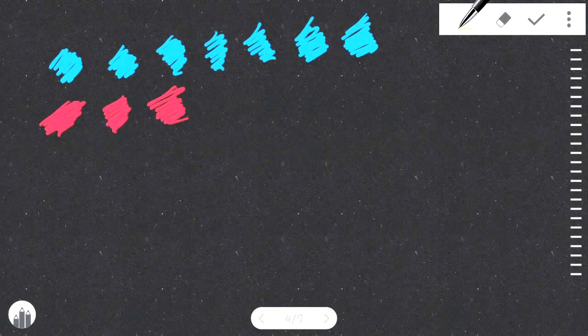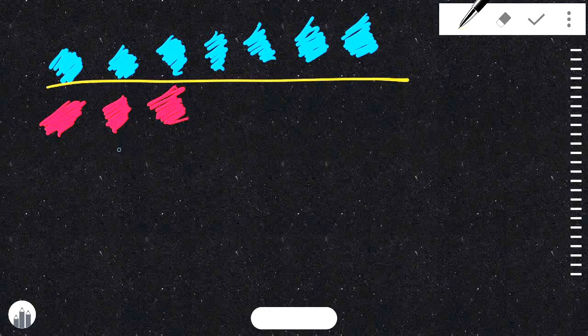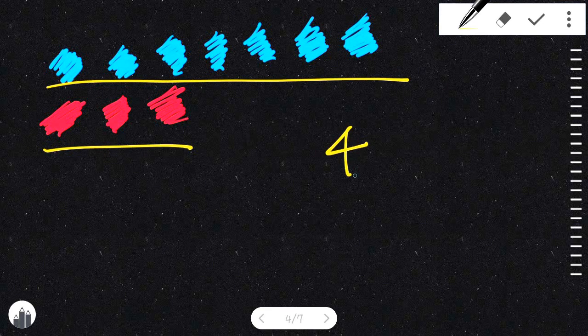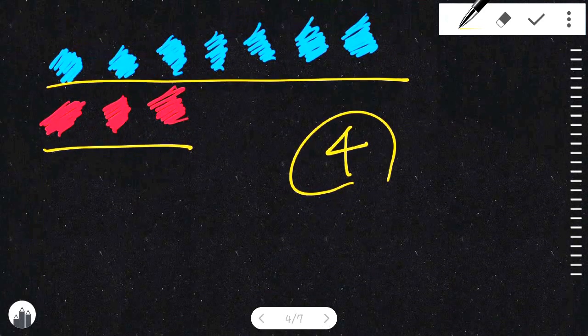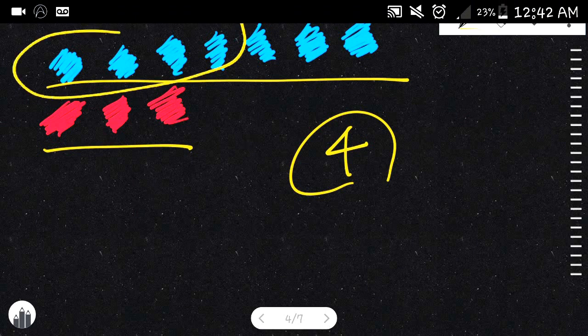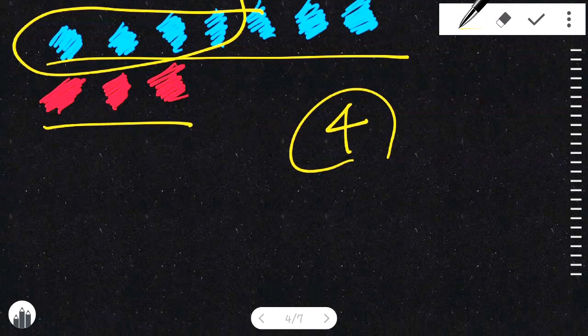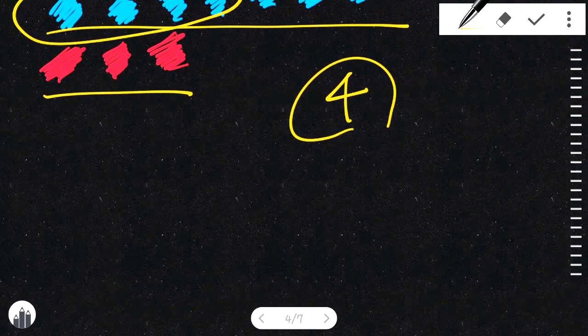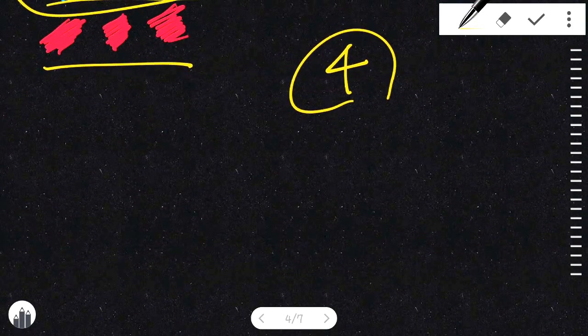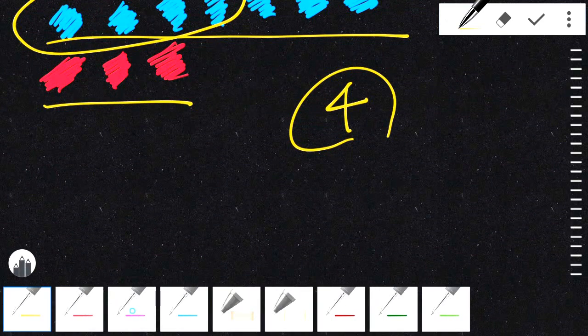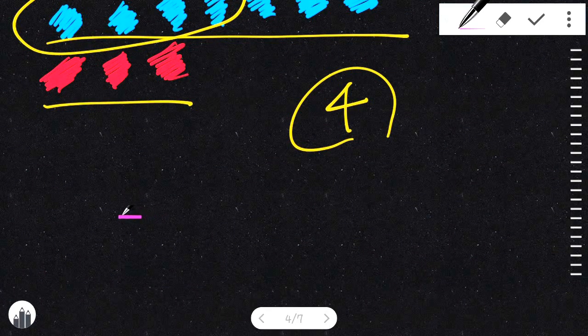Let's try another problem. We have 7 blue balls here and 3 red balls. If we were to choose 4 balls without putting the ball back, what is the probability that we choose all 4 blue balls? So now what should we do first? Let's get the total number of events choosing the blue balls first. So out of 7 blue balls, we're going to choose 4 blue balls.